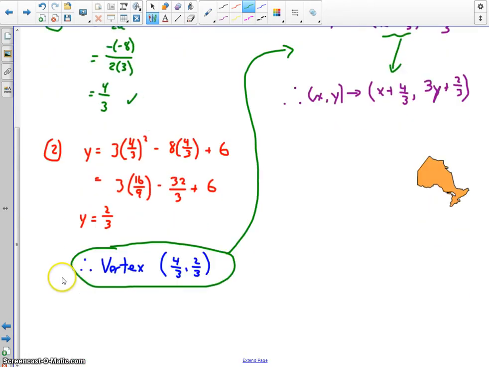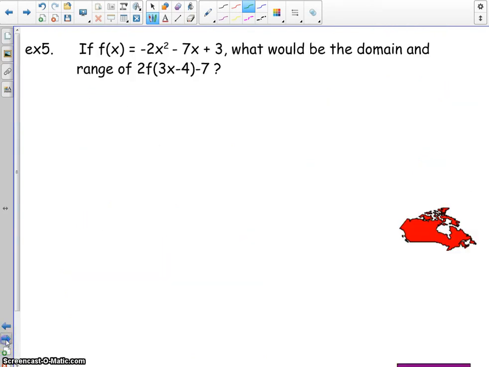Okay, last example. I'm giving you a function, f(x) = negative 2x squared minus 7x plus 3, and I want to find the domain and range of this transformed version, 2f(3x minus 4) minus 7. A lot of different ways you can go about doing this. You could start by finding f(3x minus 4), then multiplying it by 2, then subtracting 7, creating that whole new equation, and then trying to find the domain and range of that. And again, it's a quadratic, so we have to put it into vertex form. We could put this into vertex form first, and then find 2f(3x minus 4) minus 7.